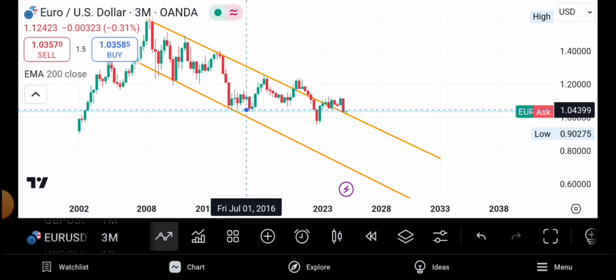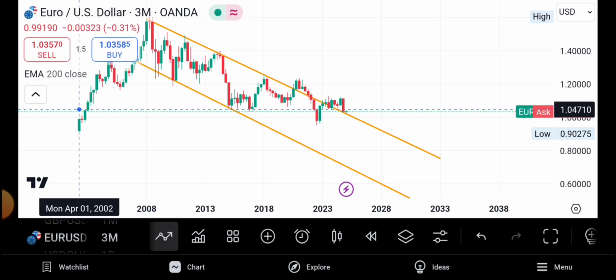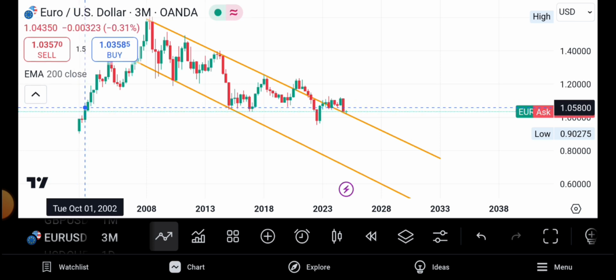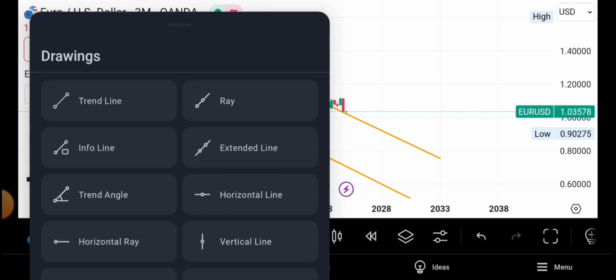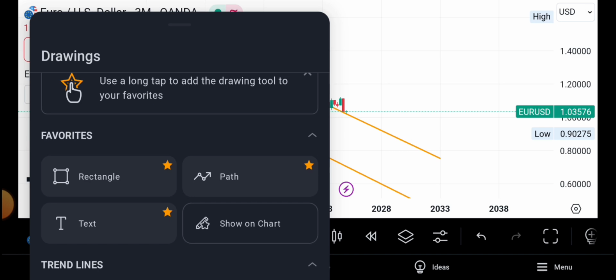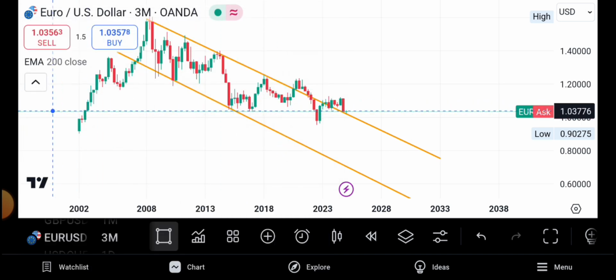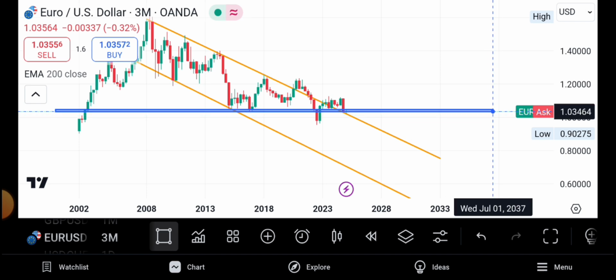So let us follow and see. Let us mark this zone as a very critical zone. Let us draw that zone, because now it has held the price action upward. And the first time the price action tried to break it, it acted like a fake out.